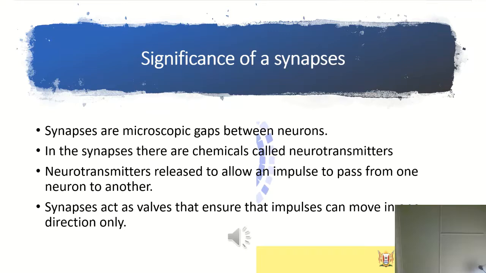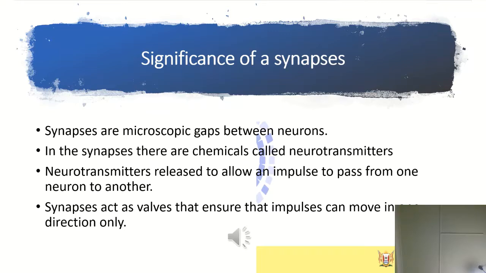Next is the significance of synapses. Remember, a synapse is a microscopic gap between neurons. So synapses are microscopic gaps between neurons. That's how you define synapses. Now, in the synapses, chemicals are produced which are called neurotransmitters.